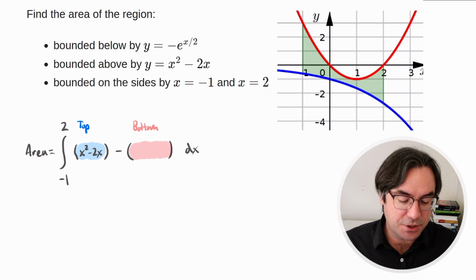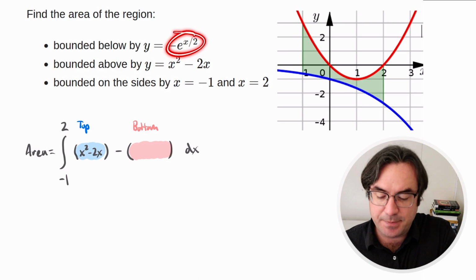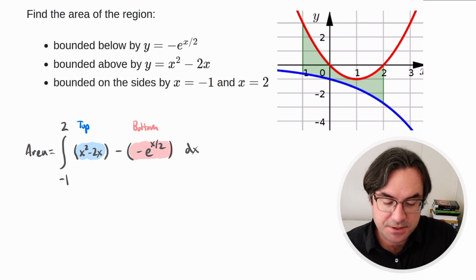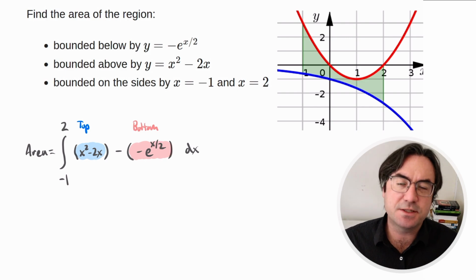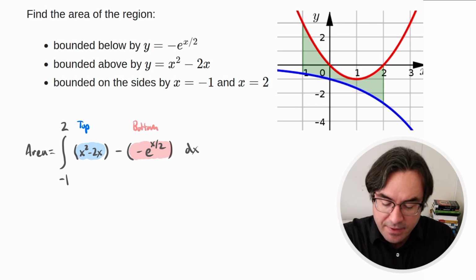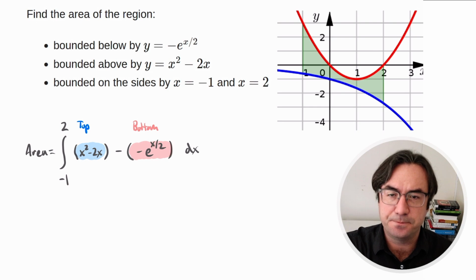And then the bottom function is whichever graph is lower on the page. So in this case, it's this exponential. When you do this, it's a good idea to use parentheses, just because of this negative, you don't want to forget to distribute the negative. And then this is all set up. So now this is just a regular definite integral to do.